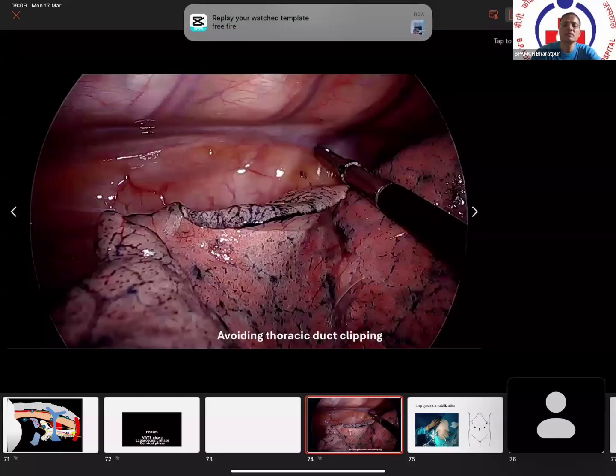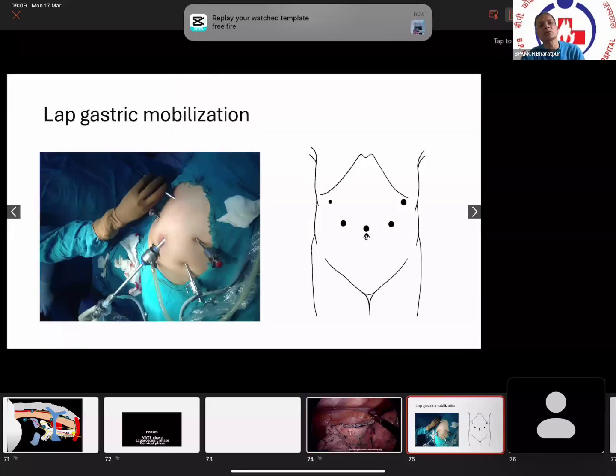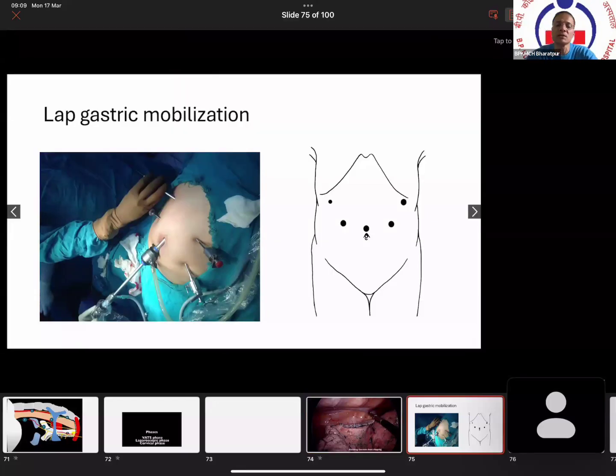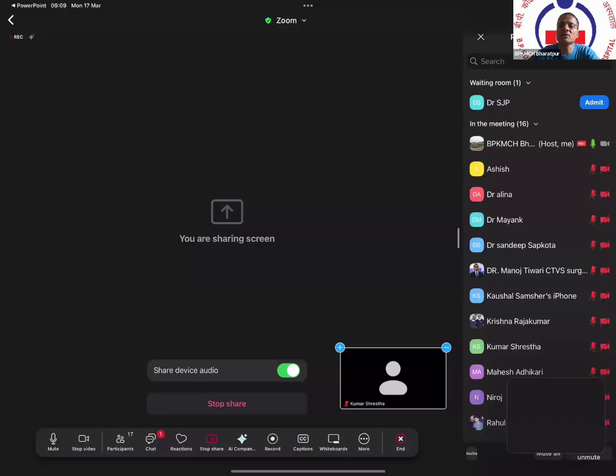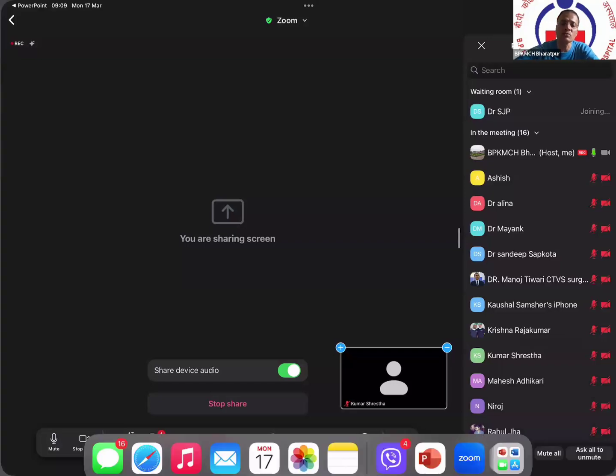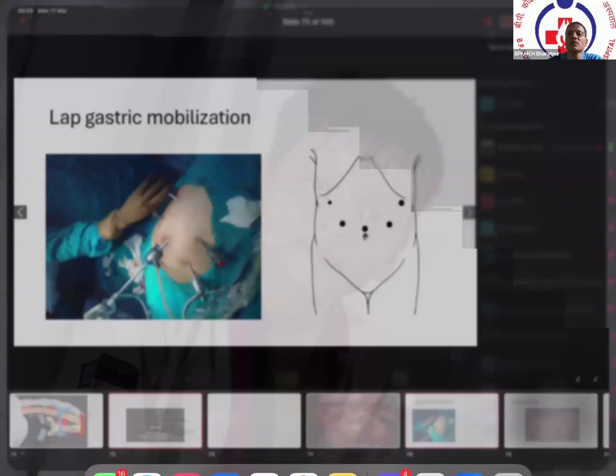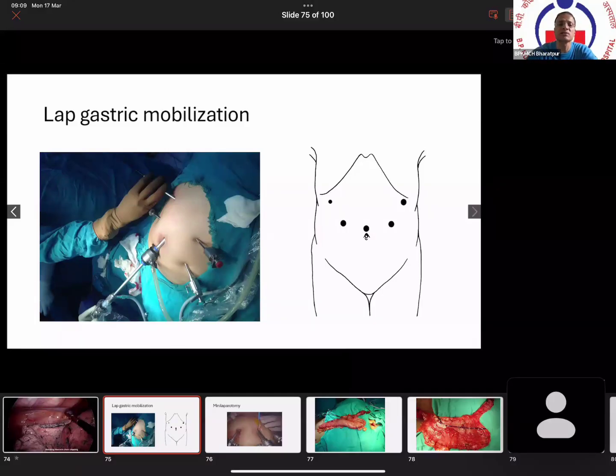Okay, then after the thoracic part, we go for the laparoscopic part. Our routine practice is to do it in the V fashion. At the umbilicus, a little bit up from the umbilicus, you make the incision. I mean, you put the umbilical port, and then 5 trocars are inserted in this fashion.